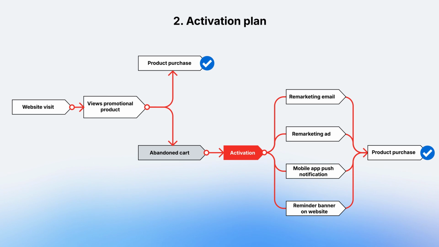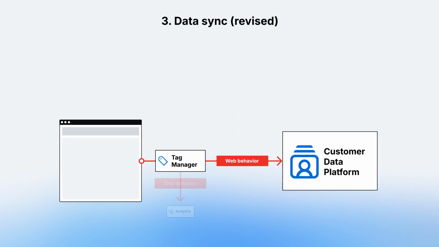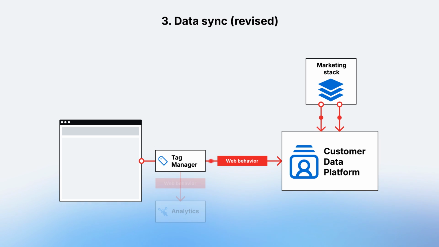All that to increase the probability of product purchase. Now, important part, after coming up with the activation plan, it's probably worthwhile to come back and revisit step one and see if there's no missing data that we would need for the audience activations.